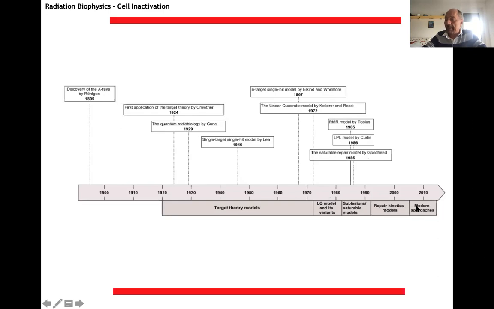These more modern approaches are more based on analysis of repair kinetics, so molecular studies. These modern approaches are still, I have to say, unable to provide models that are easy to use in radiotherapy, for example. So we are still using these models, or we will see for heavy ions, amorphous track models. But the linear quadratic model is still the basis for radiotherapy.